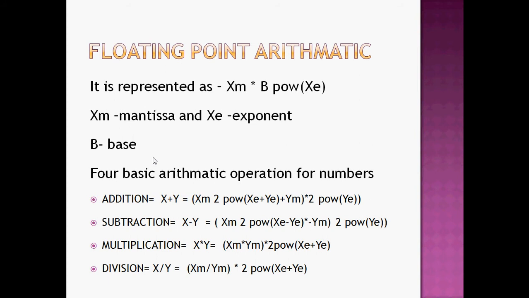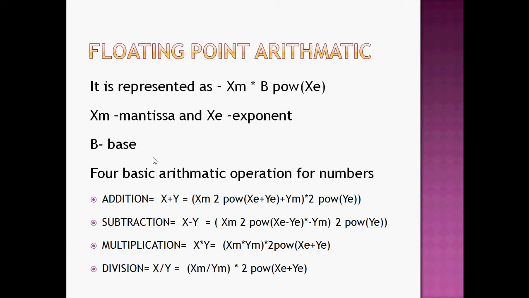Floating point arithmetic. It is represented as xm into b to the power xe, where xm is the mantissa, xe is the exponent and b is the base. The four basic arithmetic operations are as follows. Addition: let's take two variables x and y. x plus y is equal to xm into 2 to the power xe plus ym into 2 to the power ye.